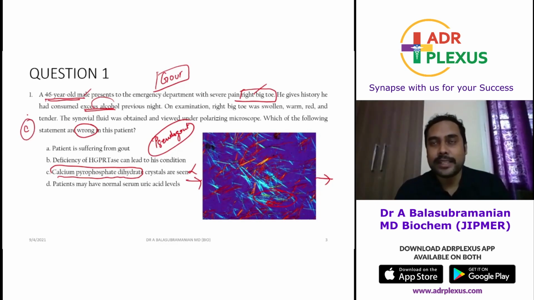Patients may have normal serum uric acid. Of course, they will most of the time have normal uric acid levels. That is because most of the uric acid is going towards the joint and is getting precipitated there, right?